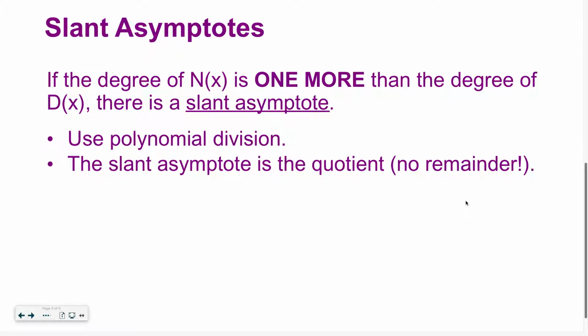And then the other important thing to note is that your slant asymptote is just going to be the quotient part of your division. There is no remainder that has anything to do with your slant asymptote. But it's very likely that there is some remainder. It's very likely that these two polynomials don't divide nicely. So you just ignore the remainder.